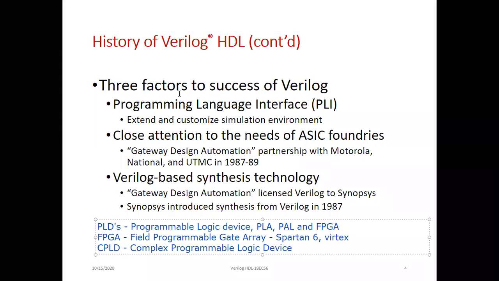The next thing, which is very important, is the Verilog-based synthesis technology. What is meant by synthesis here? The synthesis is nothing but the conversion from the software level to the hardware level, built into the tool. Later we'll see what that is.